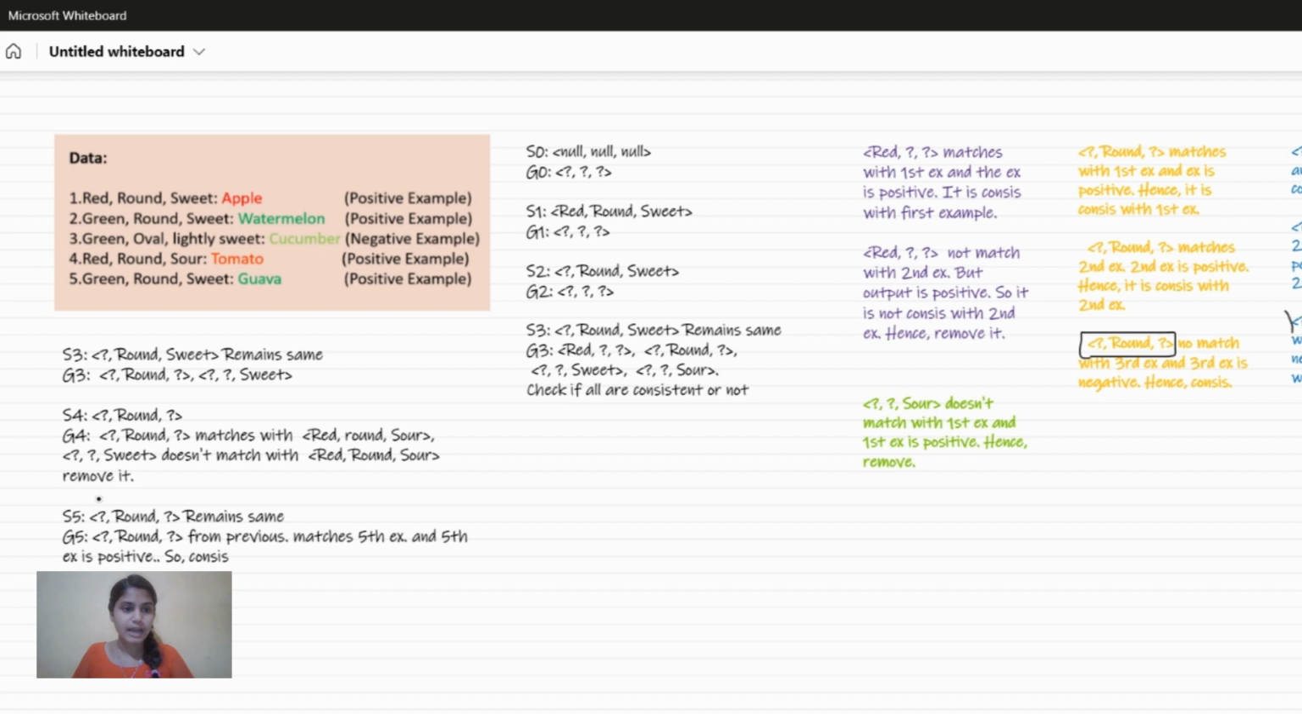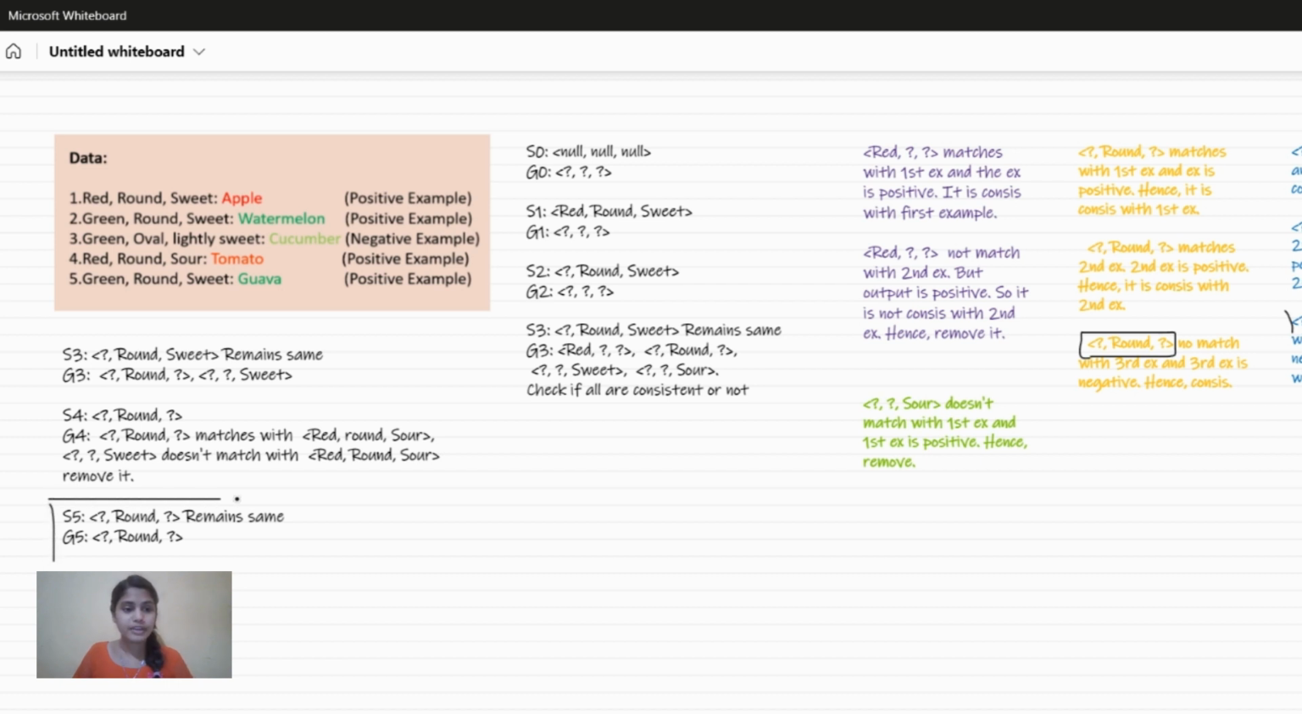So what will happen to the specific hypothesis over here? Here nothing will change because we are comparing this fifth one with S4. So question mark is containing all colors, round is same, and question mark is containing all tastes, so it will remain same. And here in the last step, the general hypothesis will also remain the same, and we are not going to do anything with it.